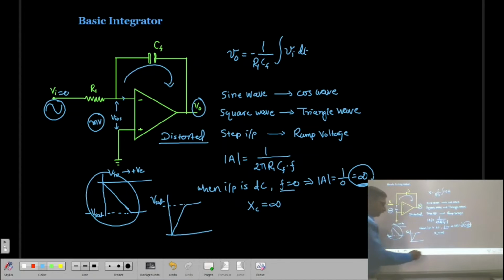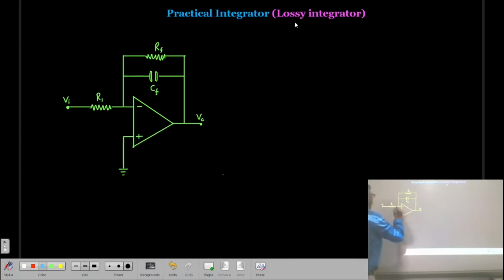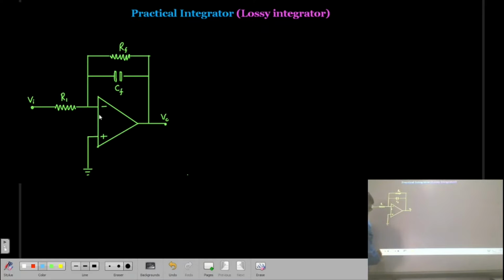practical integrator circuit. Now here you can see that in a practical integrator circuit, across the feedback capacitor, one more resistance is connected, and this resistance is going to be very, very large. This practical integrator is also known as a lossy integrator.